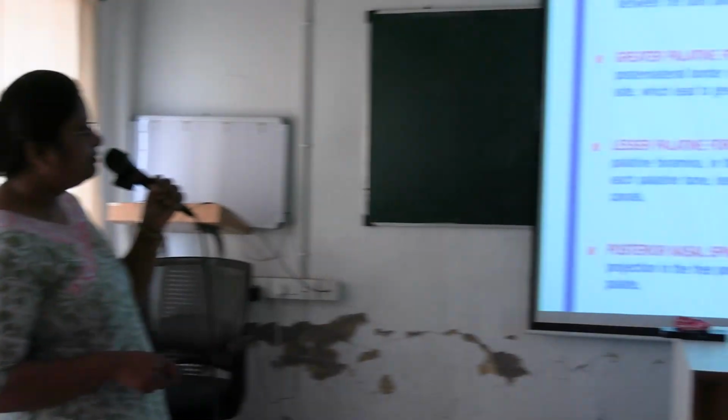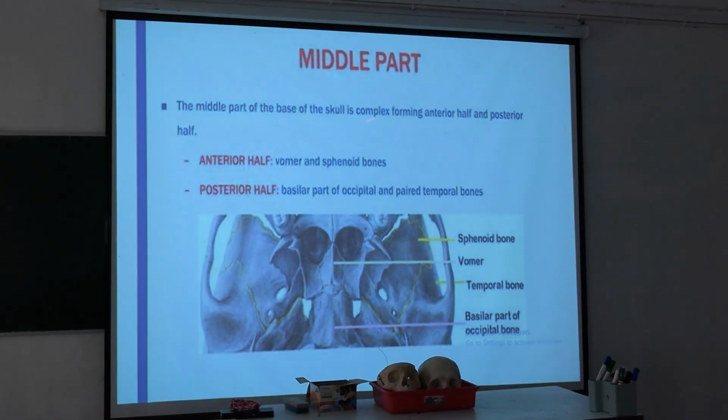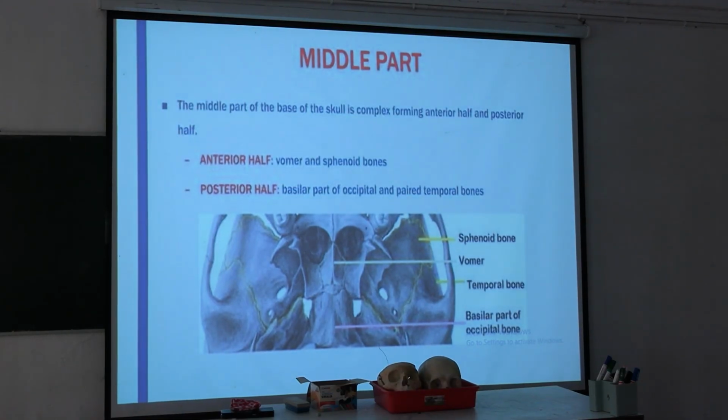Next is the posterior nasal spine. See this projecting part in the midline. This part is known as the posterior nasal spine. It is a midline pointed projection in the free posterior border of the hard palate. This is the posterior nasal spine. So we have completed the anterior part.